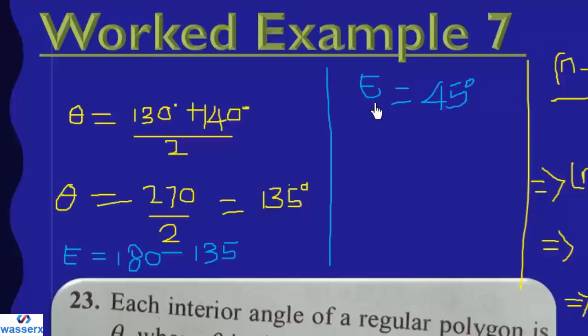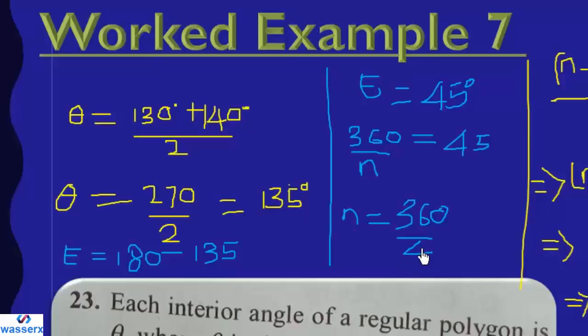So we know that each exterior angle is given by 360 over n. So this 360 over n is equal to 45. So now we make n the subject to obtain n is equal to 360 over 45. Therefore, our n will be equal to 8.